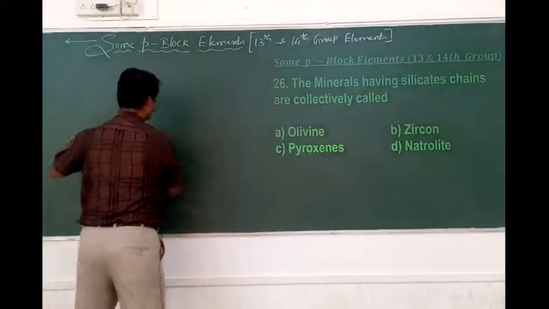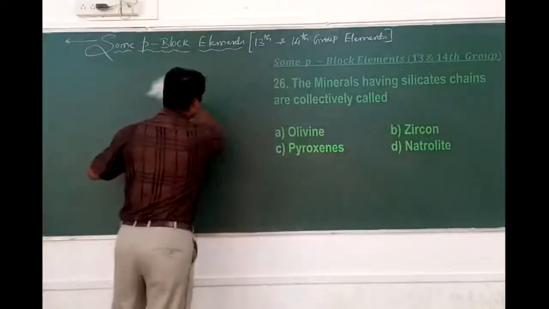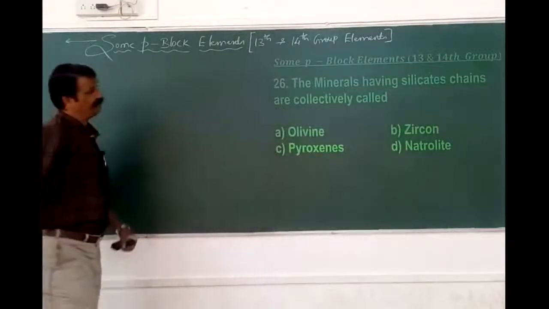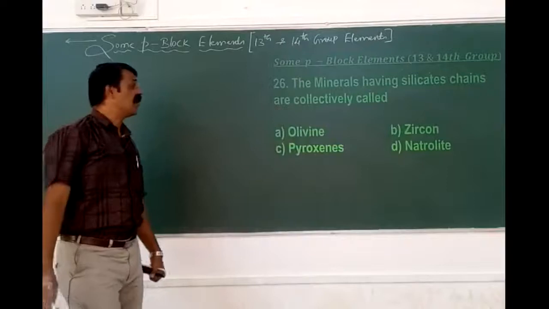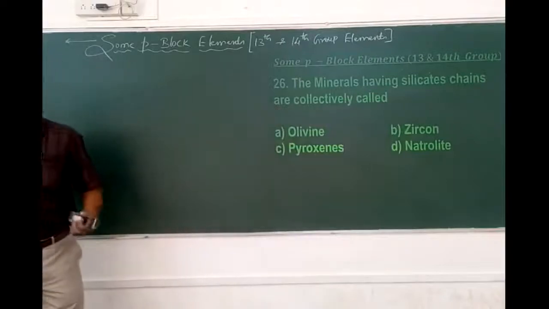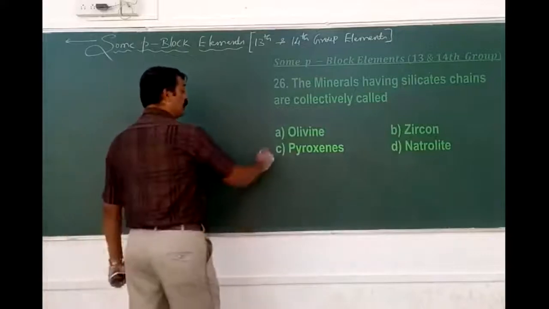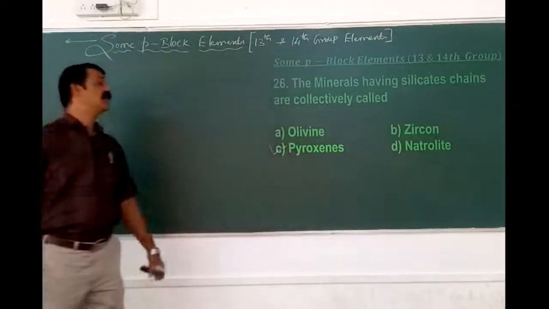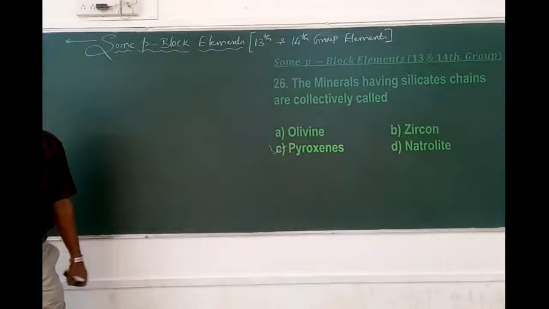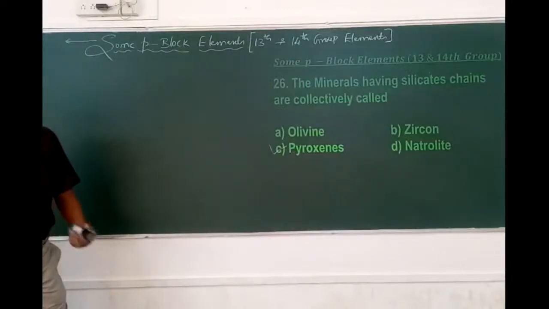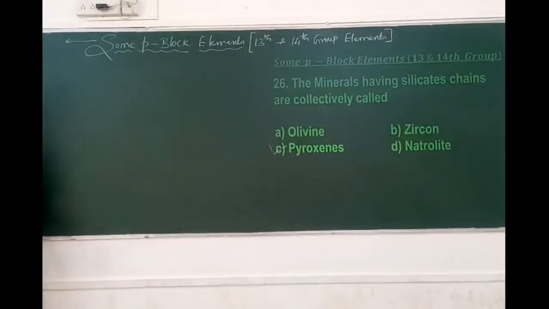26. It's a direct question here. The minerals having a what? Silicate chains are collectively called... Minerals having silicate in the chain form are called pyroxenes. They are the commercial names with respect to the silicates having a what? The chain form. That is 26C.